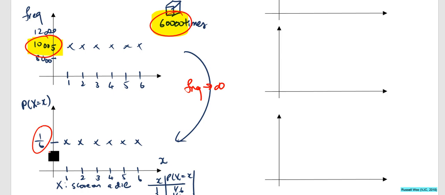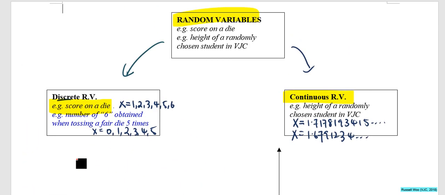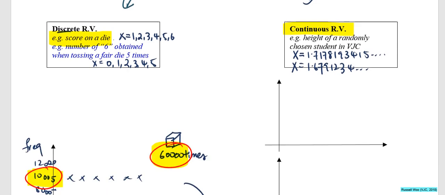Now that's the discrete random variable. Let's move a bit faster. Now what we want to do at the end of the day is do the same for a continuous random variable. But actually it's not easy. Why is it not easy? Because let's say now I do it this way.